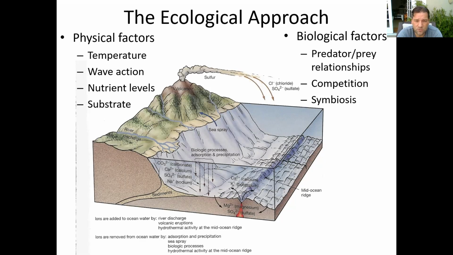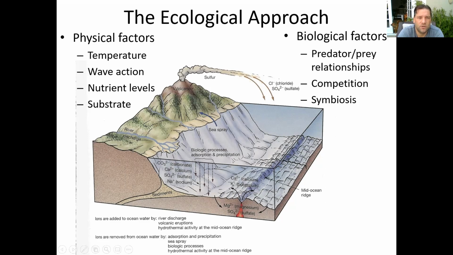Now, we can break that into two different groups of information. The first being the abiotic factors. Whenever you put A in front of something, it means the opposite. So it is basically the non-living portions of the ocean system. And then we've got the biotic, which would be the organisms and the relationships between the organisms.